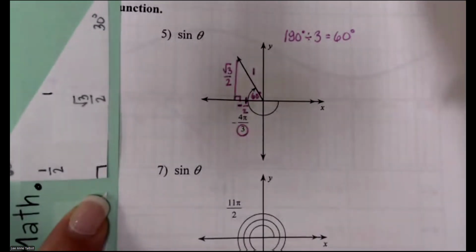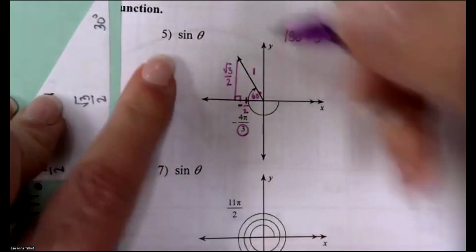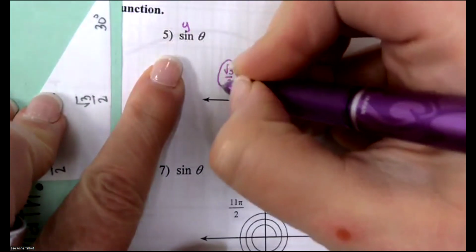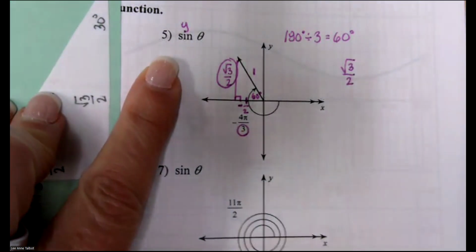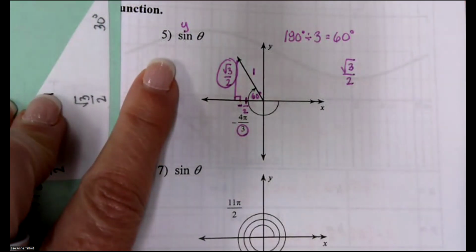Okay, did I even need to find that though? No, because it says find sine, which is the y, which is this one. So I really could have stopped at the root 3 over 2. I find it's best to label the whole triangle though.